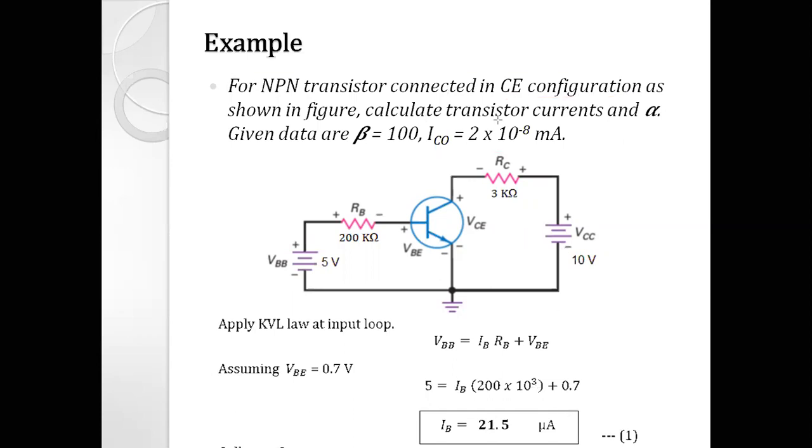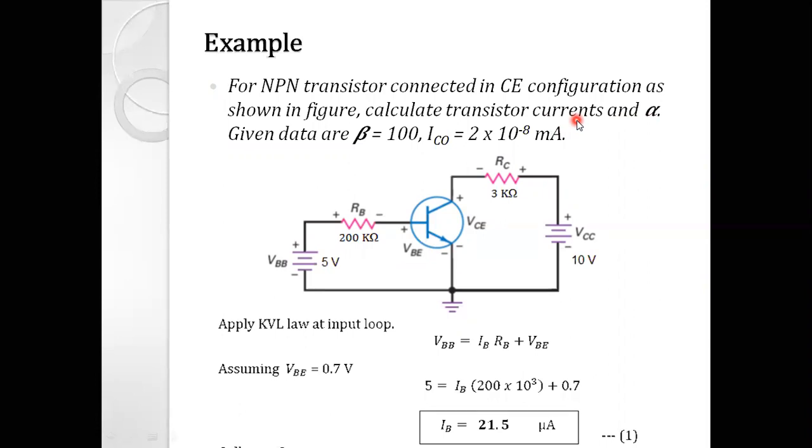So here you can see that calculate the transistor current and alpha, right? Transistor currents means emitter current, collector current, and the base current. These three currents should be calculated, and alpha. Alpha is the current gain for common emitter configuration. Alpha is nothing but the output current divided by input current. So if we are able to find out these three currents, then we can easily find out alpha, right? Because alpha is the ratio of two currents.